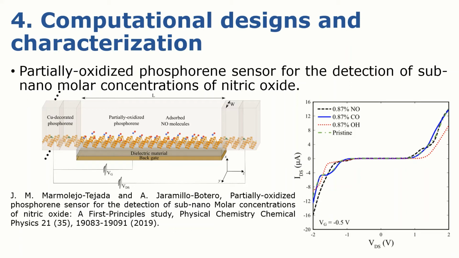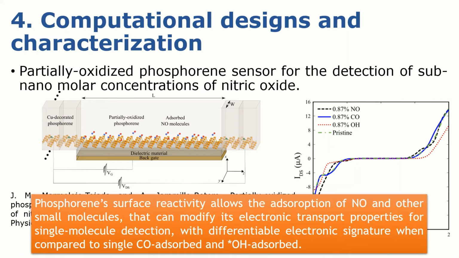We then use density functional theory coupled to the non-equilibrium Green's functions for calculating the transport properties of our device, as observed in the green curve. And after that, we added a single molecule of NO, CO, and OH to the surface and repeated the calculations, as observed in the black, blue, and red curves respectively. We see that CO has no effect over this bias range, while NO can be detected in the negative range, and its electronic signature is differentiable from other molecules such as OH.